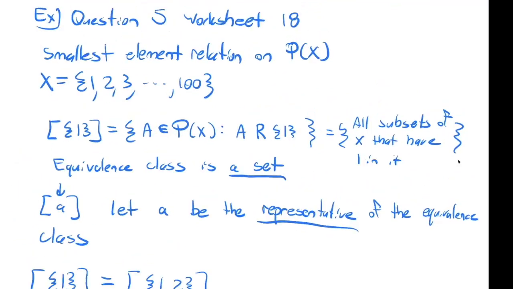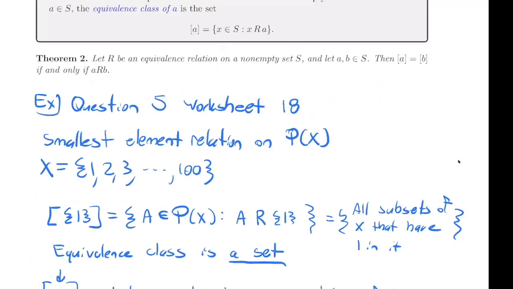What this theorem is saying in part 2 is that equivalence classes are super nice. This is not true for any relation, but if your relation satisfies these 3 properties, reflexive, symmetric, and transitive, then if 2 things are related to each other, their equivalence classes are going to be equal to each other. So it doesn't matter what representative we pick to express the equivalence class. This is not true for relations that are not equivalence relations.